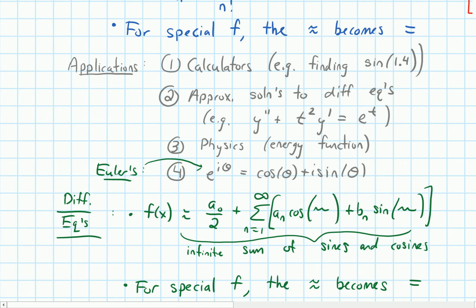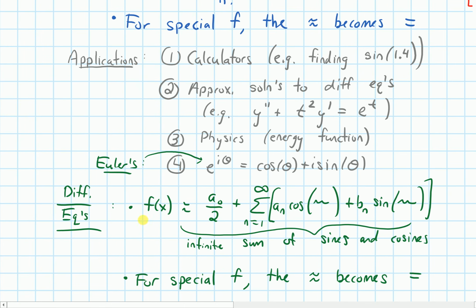When we write our function f of x in this way, or when we try to approximate it in this way, this thing on the right-hand side is called the Fourier series for f of x. So for special functions f, this approximately equal to becomes an equal sign. In other words, we say that the Fourier series will converge to that function f of x.